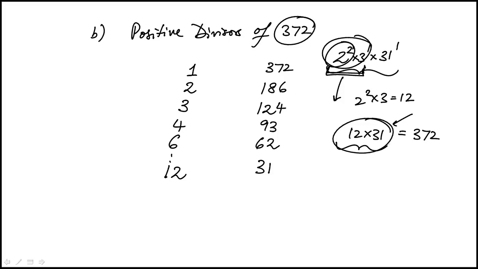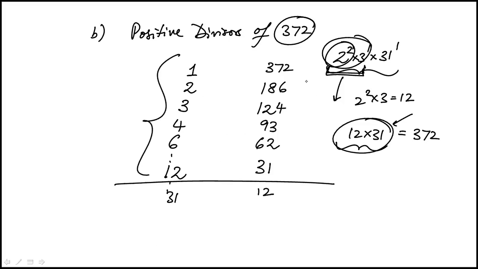And that's it. After this, the next number is going to be 31, and we'll get 12. So it just repeats. So there is no other way to do this other than just listing them out in this fashion, and we just say these are all the positive divisors of 372, including 1, and we have 12 divisors.